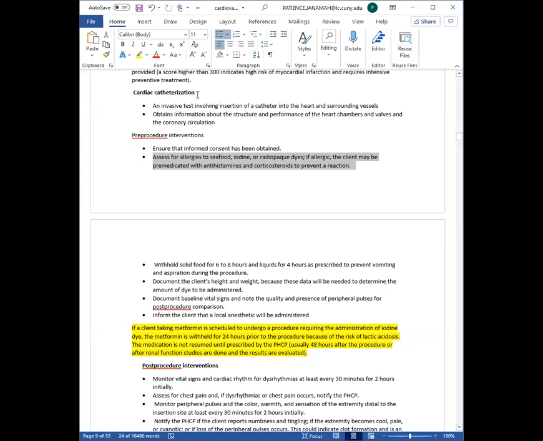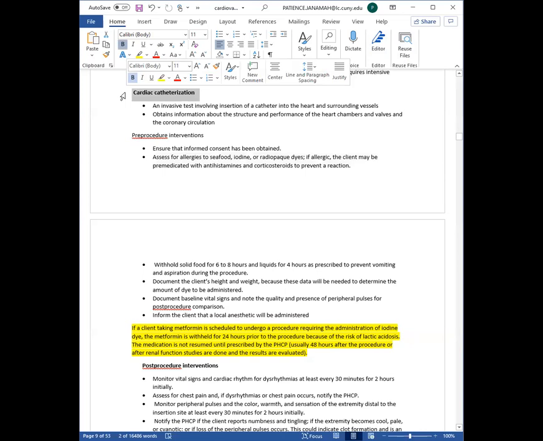So this is cardiac catheterization. You're putting a tube inside the patient's chest. It's invasive. You need a written consent. The patient has to sign that I accept to have you put it inside of me. You are invading into their body and they have to agree to you to do that.